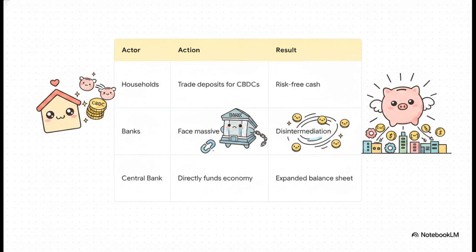Now, what's really interesting about this slide is the massive chain reaction this shift would cause. Think about it, if households decide CBDCs are safer and better, they're going to trade in their commercial bank deposits for them. This leads to what economists call disintermediation. Commercial banks would face a massive funding loss, permanently starving them of their deposit base. To keep the economy running, the central bank would have to step in and drastically expand its balance sheet, taking on a much, much larger role in directly funding the economy.